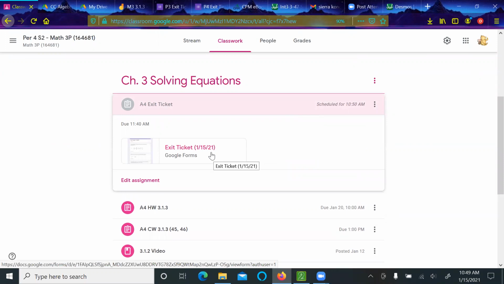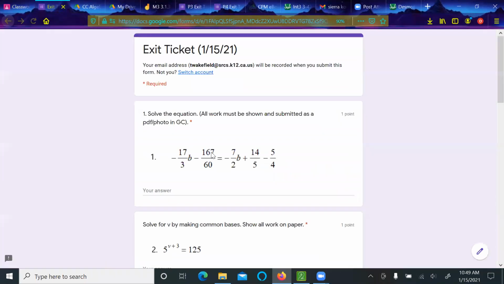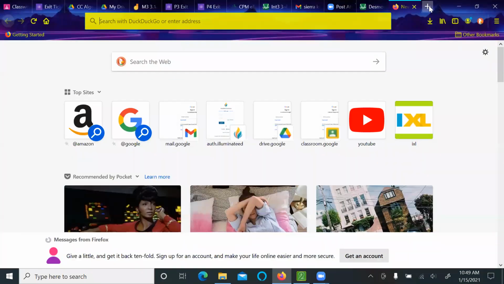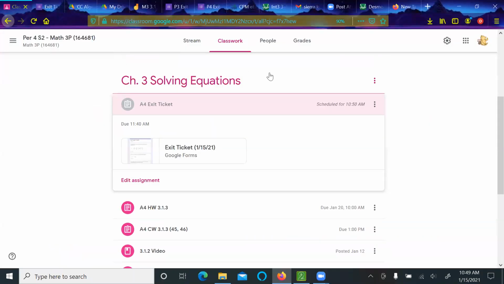So it's 3 questions. It's on a Google form, right? It's like a little Google quiz. You have to show your work and submit the work with it. You do the work, you have to show your work for all 3 questions and submit it with the ticket.